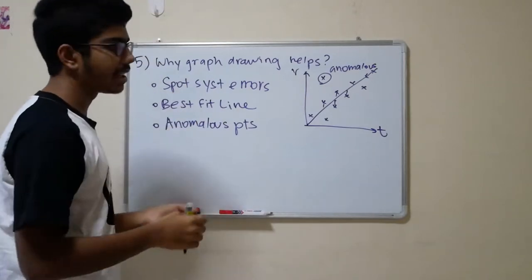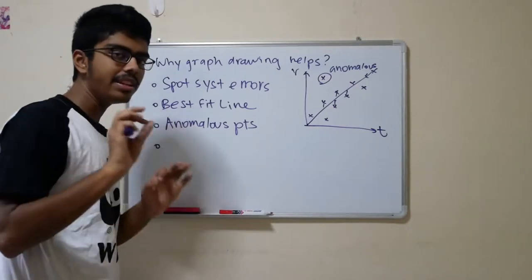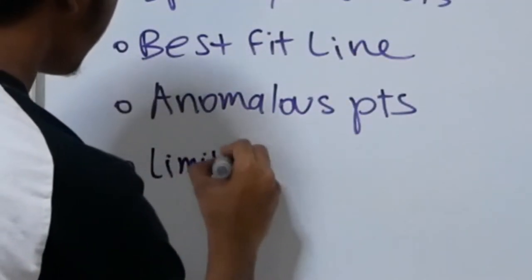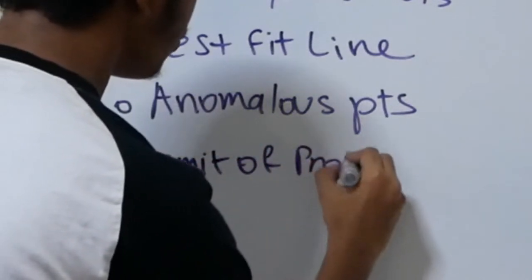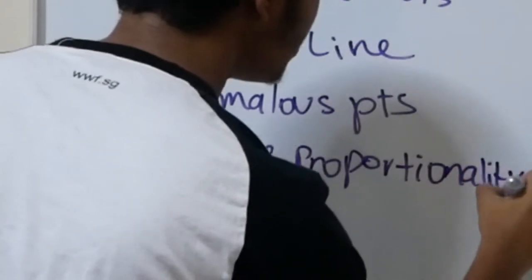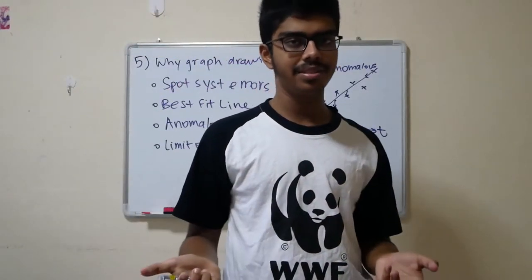So it helps you identify anomalous points. Now the last thing that helps you, which is a really hard point that not many people get, is the concept of limit of proportionality. No, it's not integration, nothing related to differentiation or all that. What's the limit of proportionality? I would like guys to recall where you have heard this.